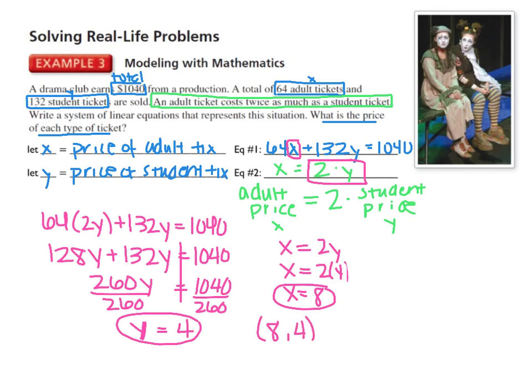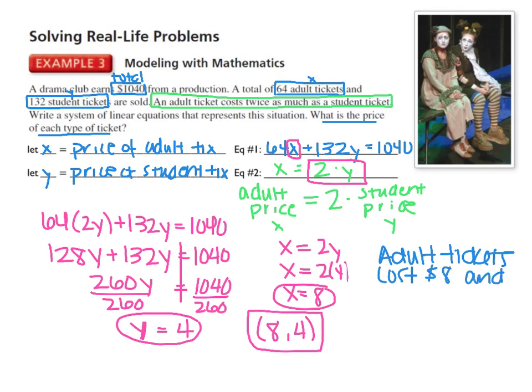But when I have a word problem, instead of writing my answer as a point, I can write it as a point, but it's more important to answer in a sentence. So I want to answer yet in context. What is the price of each type of ticket? Adult tickets cost, those were my x. So adult tickets cost $8 and student tickets cost, student tickets were my y and my y was 4. So student tickets cost $4.